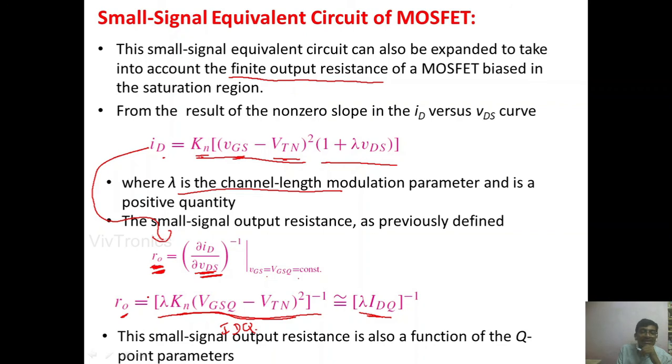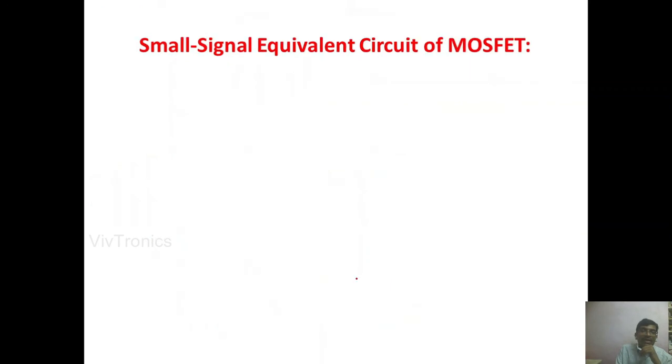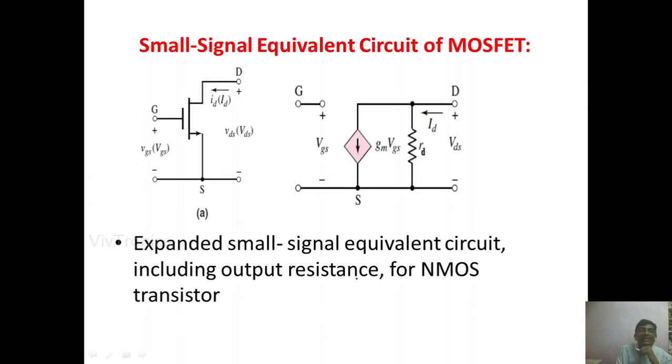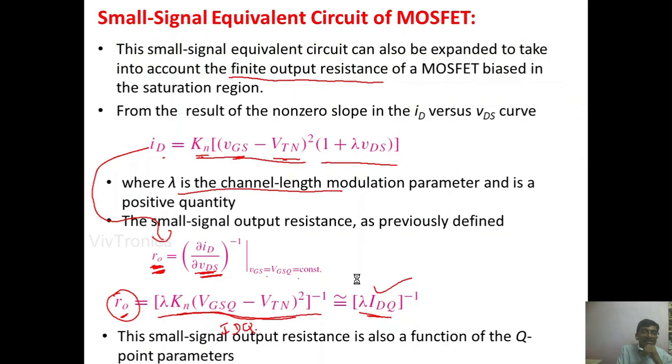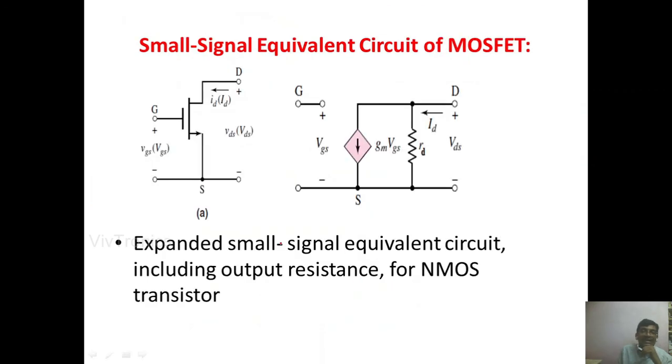So the small signal output resistance is also a function of the Q point parameter. Therefore, we can say r0 is also a function of the Q point parameter IDQ. Therefore, the small signal equivalent circuit including that output resistance can be given as follows. We have mentioned r0 here as RD, the internal drain resistance RD. So this is the complete or expanded small signal equivalent circuit, including the output resistance, for the NMOS transistor.